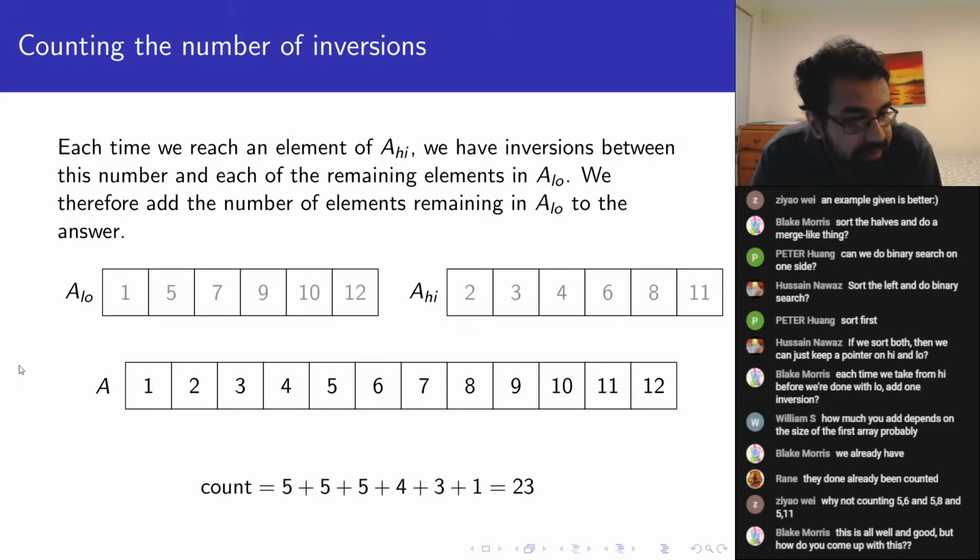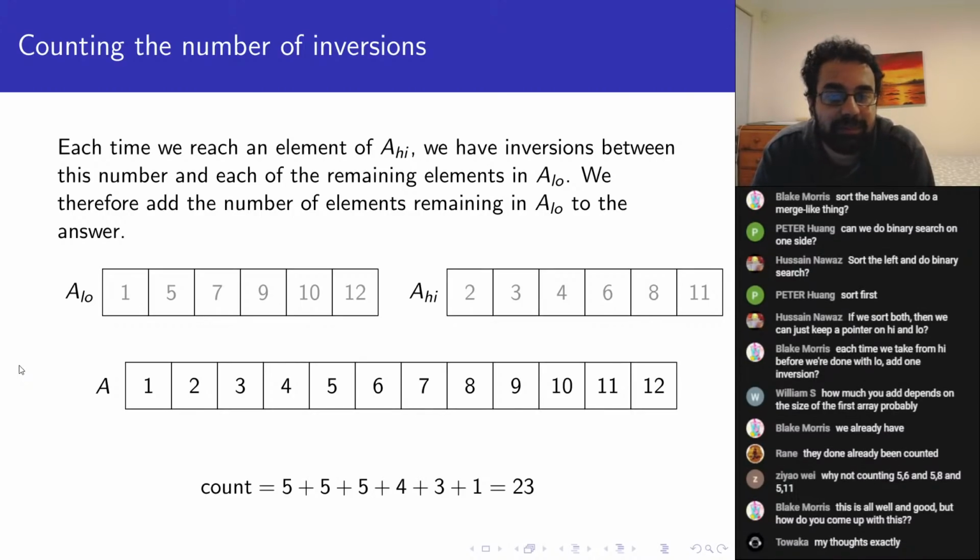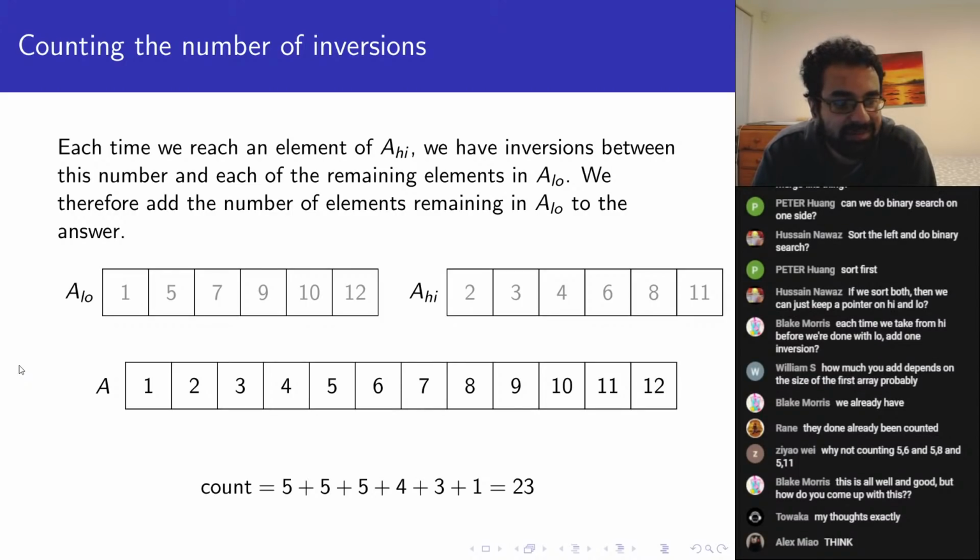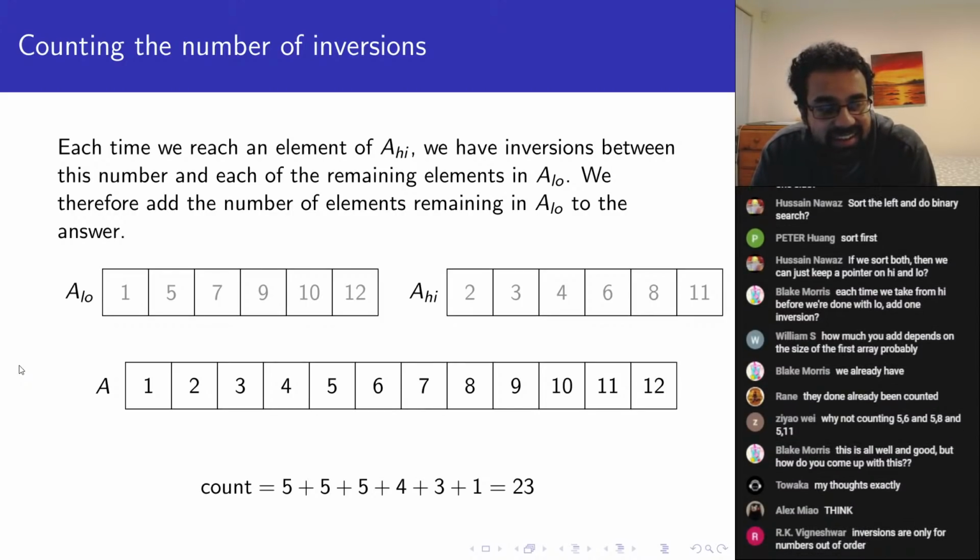Why not count 5, 6, 5, 8, and 5, 11? Because those are not inversions. Remember, inversions are pairs that are out of order. 5, 6 is in order because 5 appears in index 2, 6 appears in index 10, and therefore they're not an inversion. That pair doesn't count to the total. So hope that answers your question, Xiao.